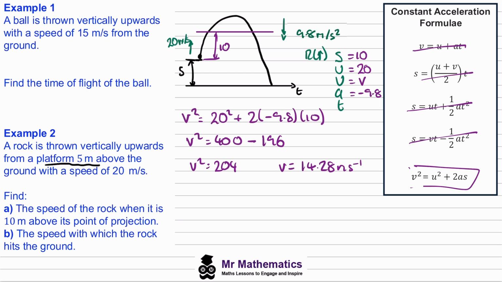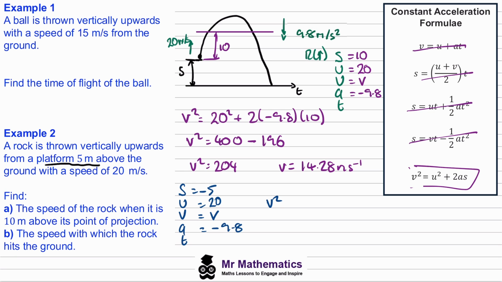For part B, find the speed with which the rock hits the ground. So if we write out our SUVAT again, the ground is 5 meters below the point of projection, so the displacement is now -5. The initial velocity remains 20. We still want to work out the final velocity. The acceleration is still -9.8. So we'll use the same formula.